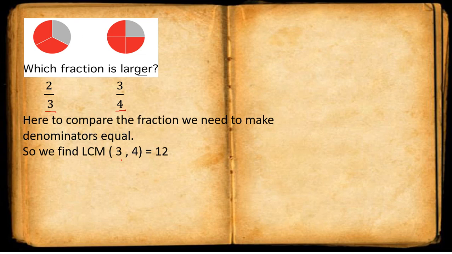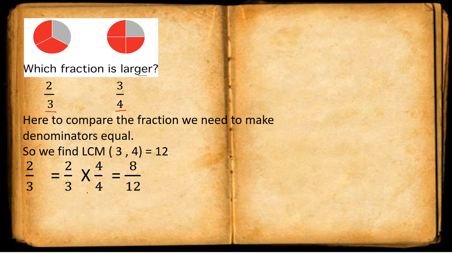So LCM of denominator 3 and 4, that is the product of 3 and 4, as both the numbers have no common factor. So the product of these two numbers is only the LCM, that means least common multiple. So 12 is the LCM of the denominators 3 and 4. So now what we will do, we will make the denominator 3 of the fraction 2 by 3 as 12, and the denominator 4 of this fraction 3 upon 4 is 12. So how we will make? Let's do it. 2 by 3, this 3 we have to make as 12.